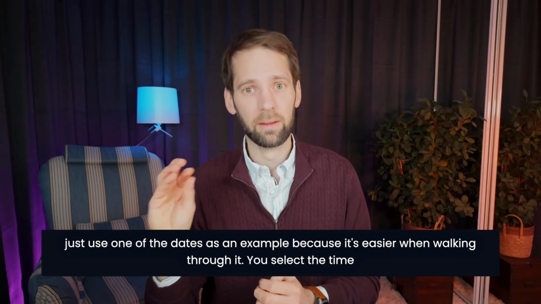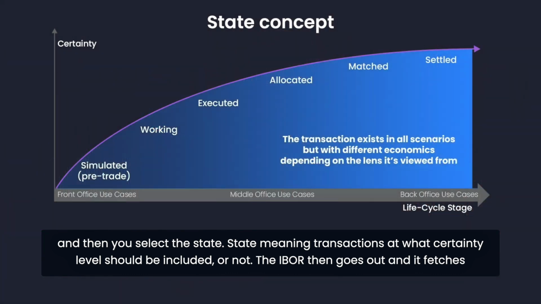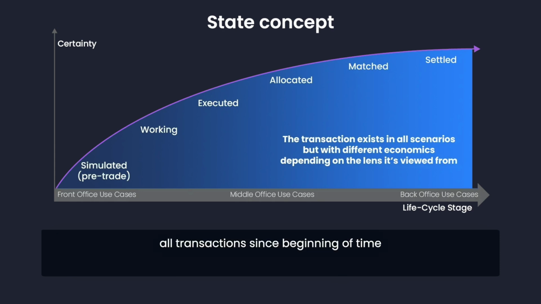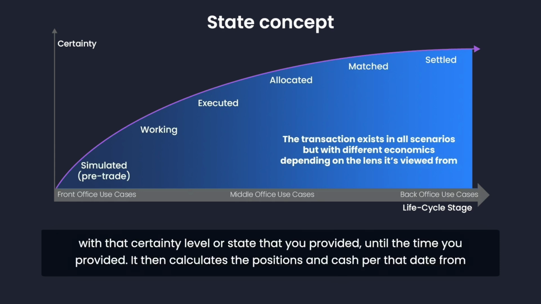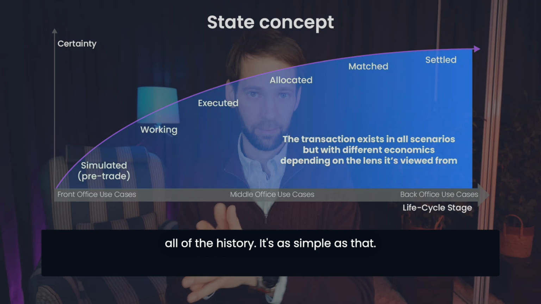So you select the time, and then you select the state. State meaning transactions at what certainty level should be included or not. And the IBOR then goes out and it fetches all transactions since beginning of time with that certainty level or state that you provided until the time you provided. And it then calculates the positions and cash per that date from all of the history. That's as simple as that.